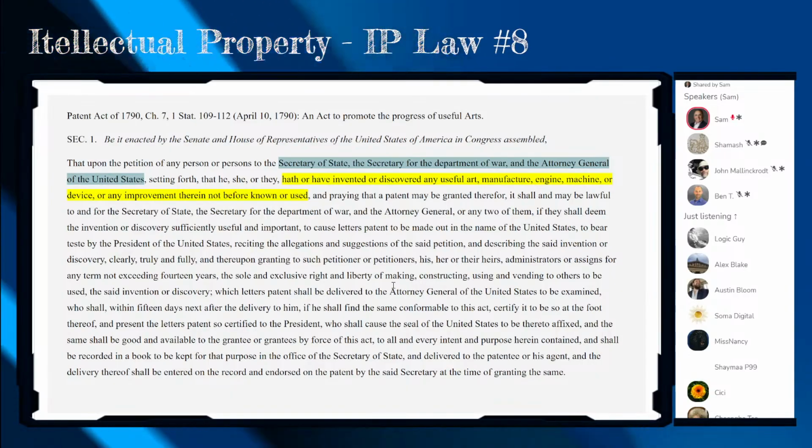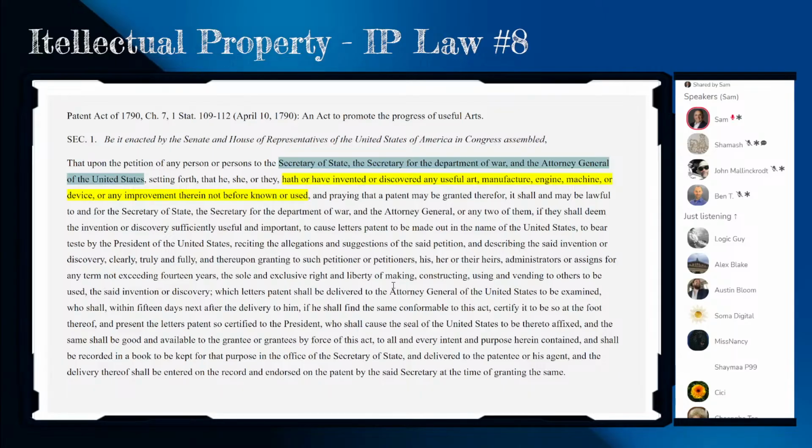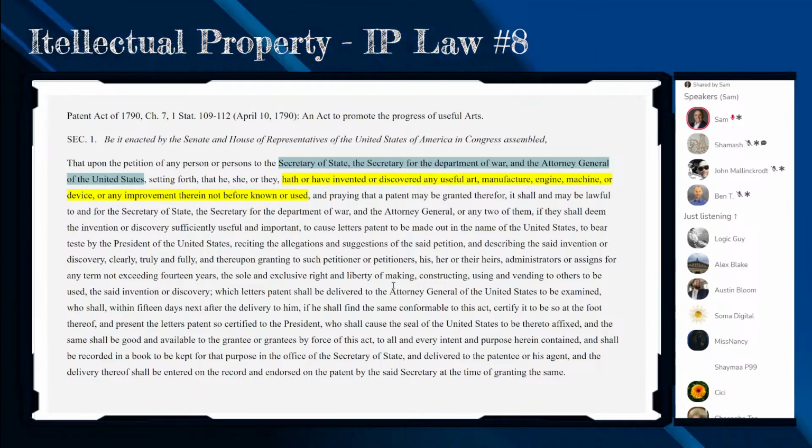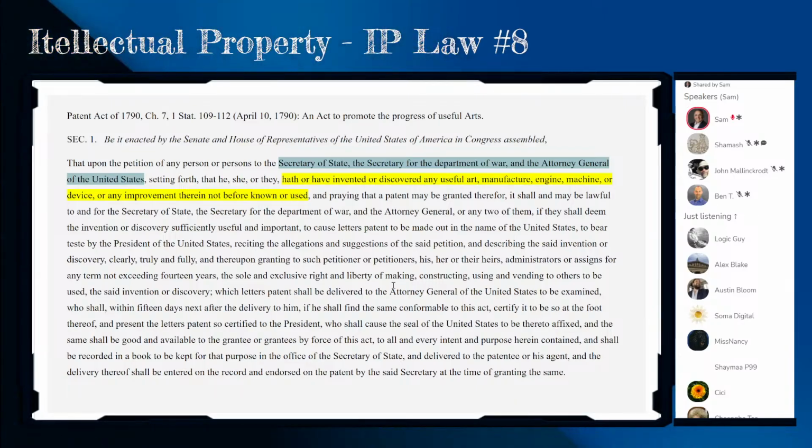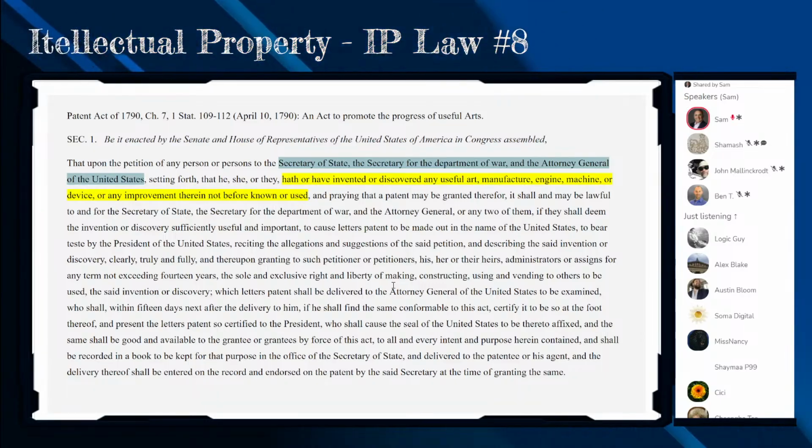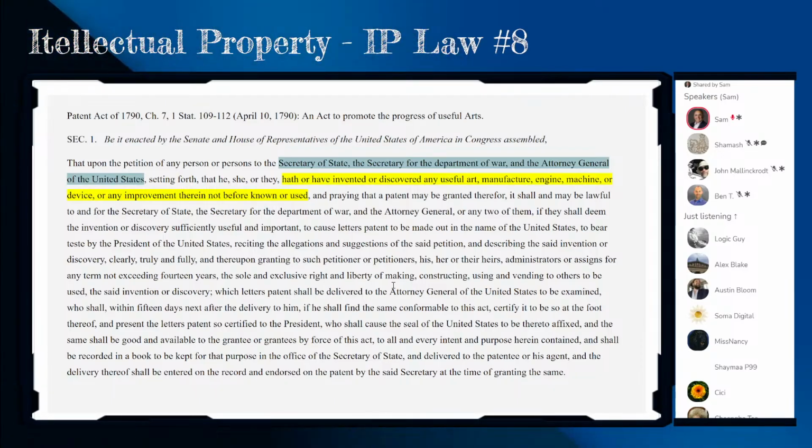The first thing is that at the time in 1790, you petitioned the Secretary of State, Secretary of War, and the Attorney General. These three at the time formed what was called the Committee of the Arts. And one Saturday every month, the three of them would get together and review all the patent applications and would recommend the patent to be issued to the president, and then the president would sign the patent. So initially, the patent examiners were those three department secretaries acting as the Committee of the Arts.